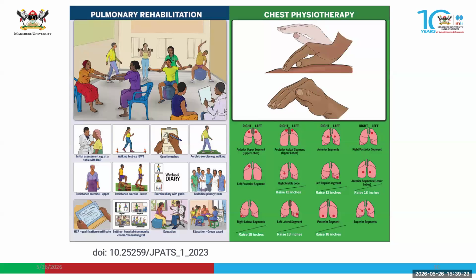And it goes around exercise training, endurance, and muscle strengthening. And it doesn't stop in hospital. You will still encourage the patients how to continue performing these exercises at home so that they do not lose the benefits of pulmonary rehabilitation.